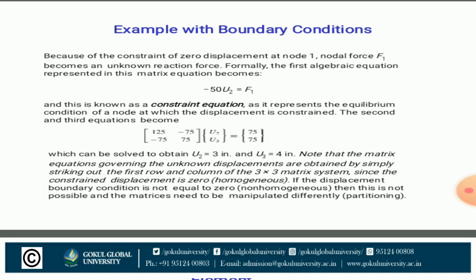The second and third equations become the 2 by 2 stiffness matrix [125, -75; -75, 75] times u2 and u3 equals 75, which can be solved to obtain u2 equal to 3 inches and u3 equal to 4 inches. These are the linear displacements. Note that the matrix equation governing the unknown displacements is obtained by simply striking out the first row and column of the 3 by 3 matrix system.